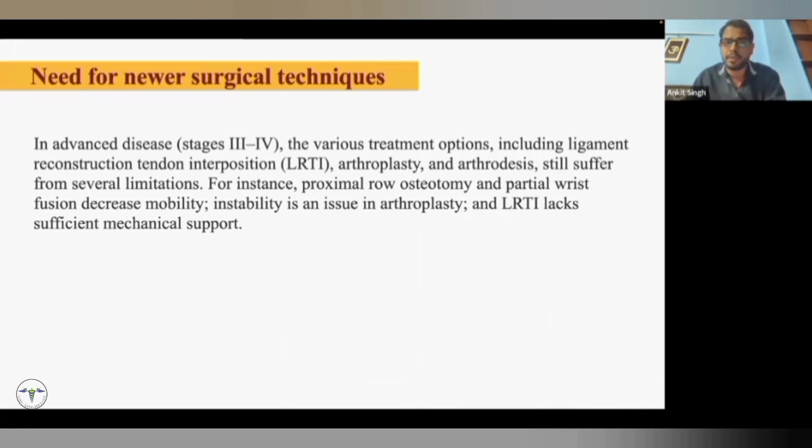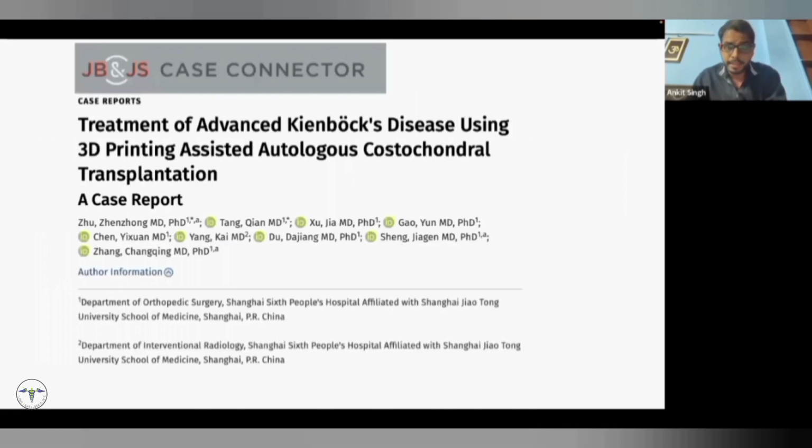Usually in advanced disease from stage 3 to 4, the LRTI, arthroplasty, or arthrodesis, these salvage procedures were used. They have several limitations. For instance, in a proximal row carpectomy and in a partial carpal fusion, there is decreased mobility. Arthroplasty has an issue of instability, and LRTI is devoid of sufficient mechanical support. So today, we'll be dealing with this advanced surgical technique of using 3D printing assisted autologous costochondral transplantation.